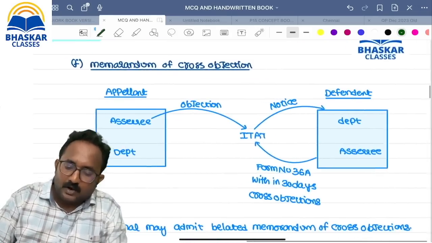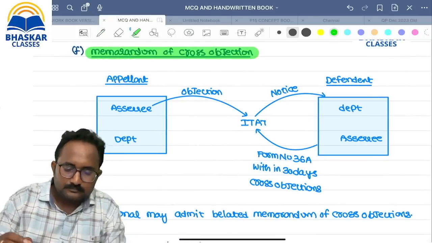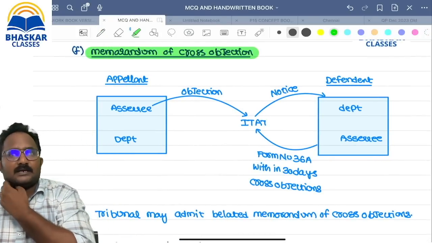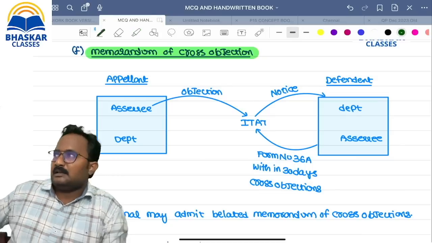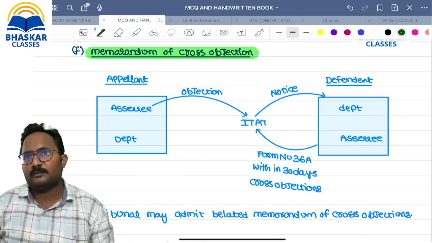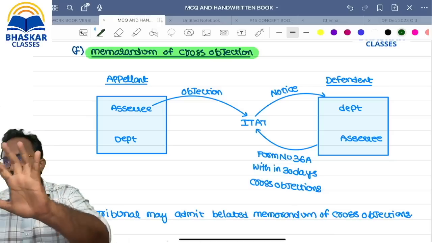What is the memorandum of cross objections? Now I will tell you. Please check the screen. In half an hour this chapter can be over. I will give a break also. I don't want to run in a hurry because memorandum of cross objections is an item given for 4 marks. It is an easy concept. You need to know it at least once.